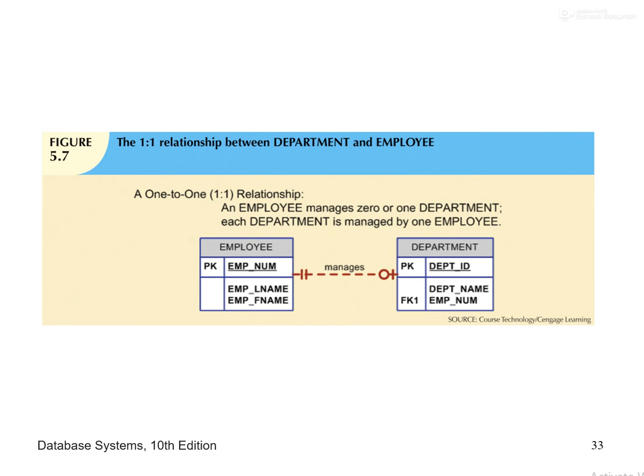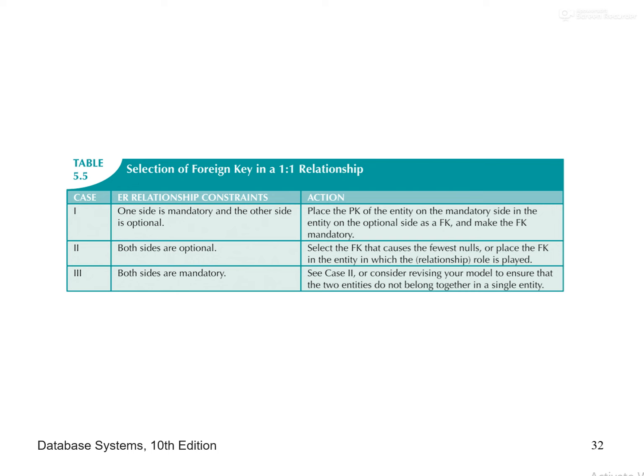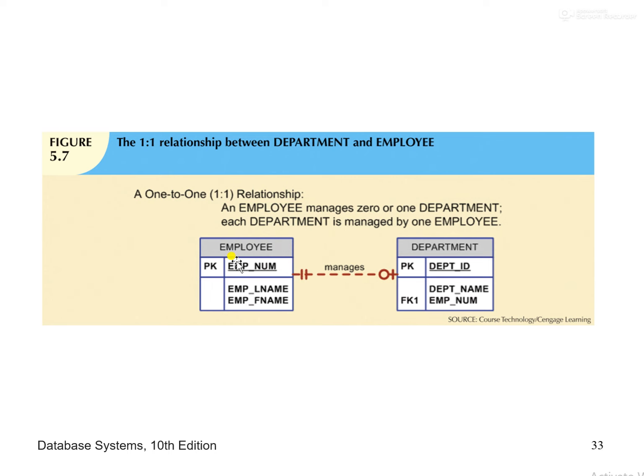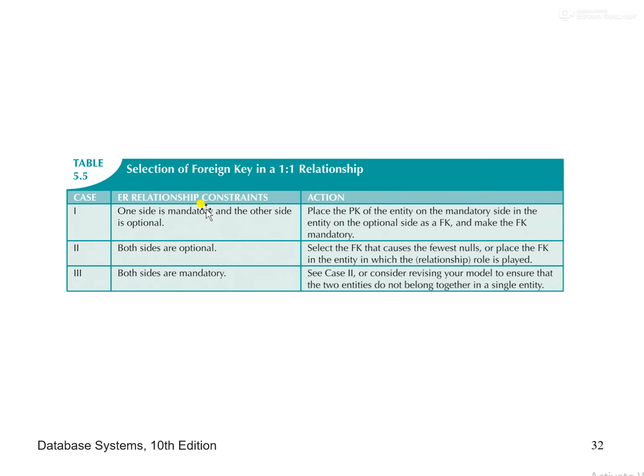Now if one side is optional and the other is mandatory, as per the rule, place the primary key of the entity on the mandatory side in the entity on the optional side as a foreign key. So here we will place the primary key of the mandatory side. The mandatory side is employee, so the primary key of the employee table, that is employee num, becomes a foreign key in the department table. You can see here employee num becomes the foreign key in the department table as per this first rule.